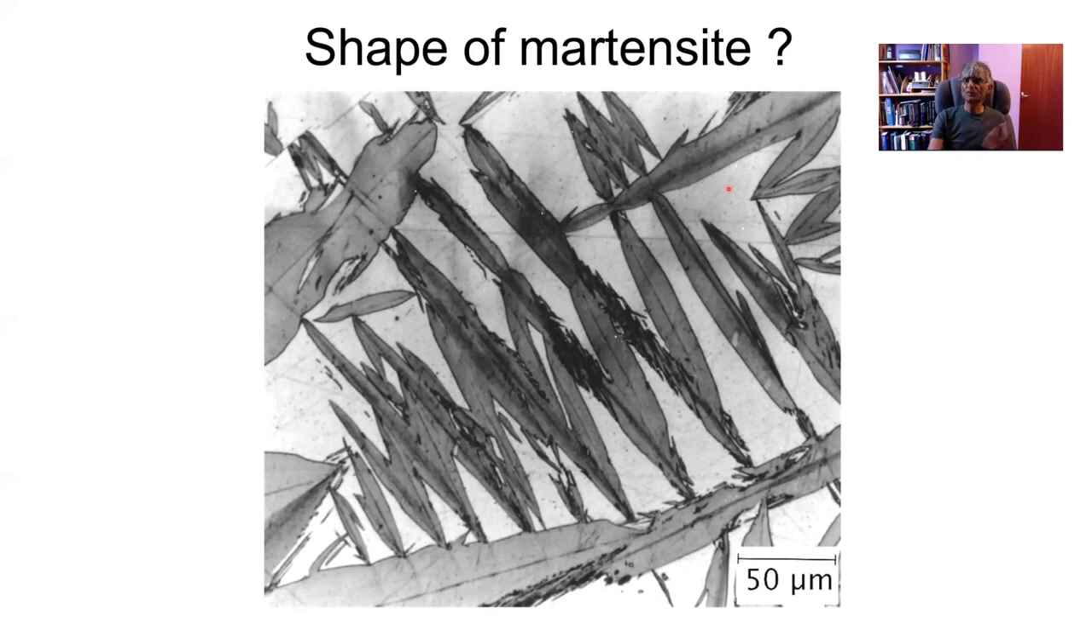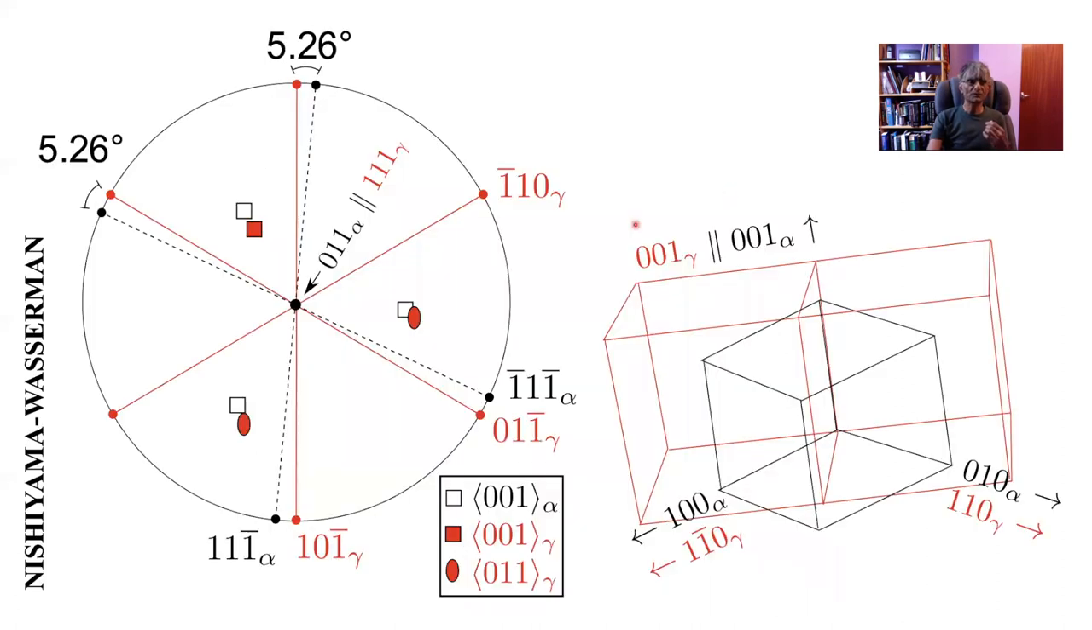okay? So I'm going to give you two examples of orientation relationships which are described a lot in the literature. So here, for example, is what's known as the Nishiyama-Wasserman orientation relationship, where we have the close packed plane of austenite exactly parallel to the most densely packed plane of ferrite in the middle here. And the corresponding close packed directions in these planes are nearly parallel, 5.26 degrees apart.